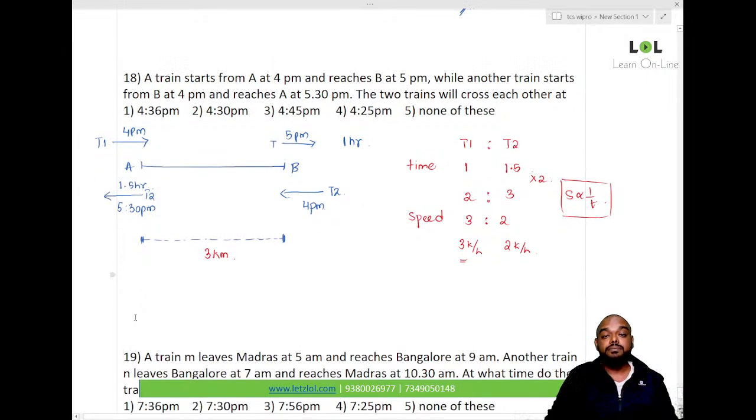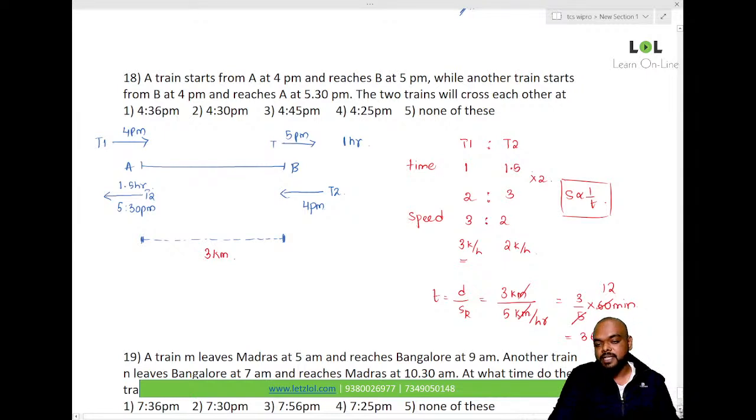What do we want? The time taken by them to cross each other. Time is distance by speed. The two speeds give the relative speed. We know the distance is 3 kilometers. For speed, we take the sum of the speeds, because both of them are moving in opposite directions. What is that? 3 plus 2, 5 kilometers per hour. Kilometers cancel, and we get 3 by 5 hours. So what would I do? I'll convert it into minutes. To convert 3 by 5 hours into minutes, I just have to multiply by 60. 5 twelves are 60, so 12 into 3, 36. 36 minutes.